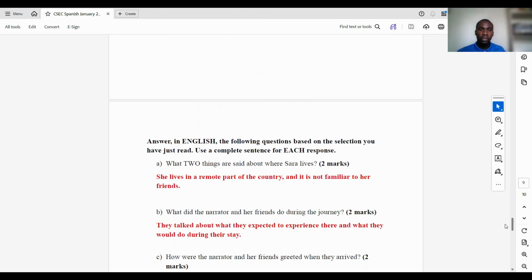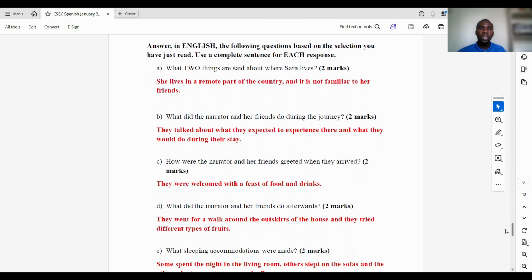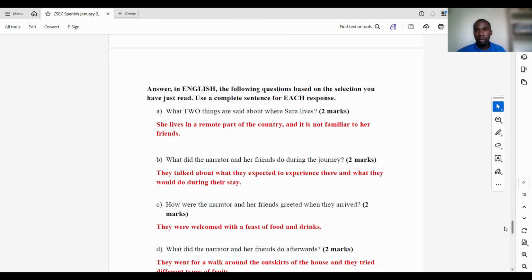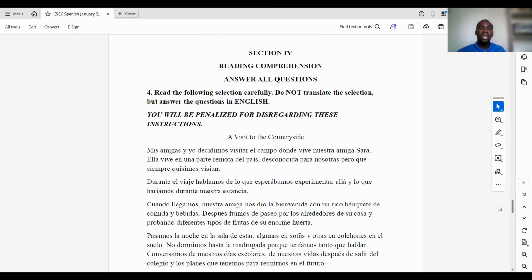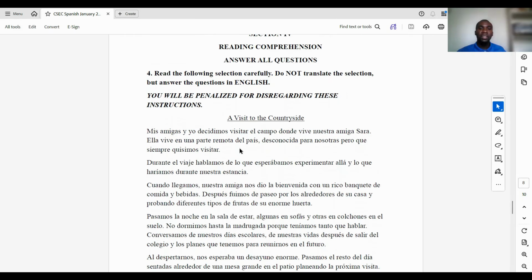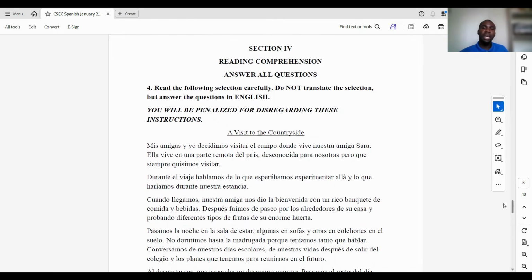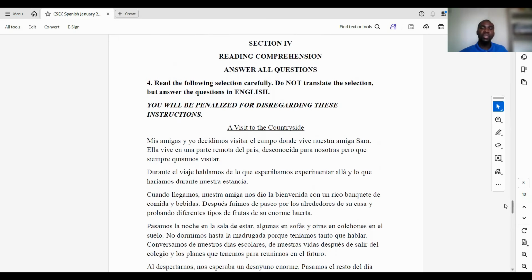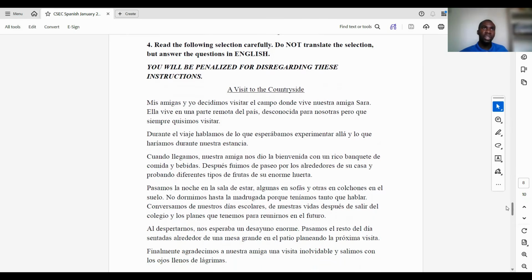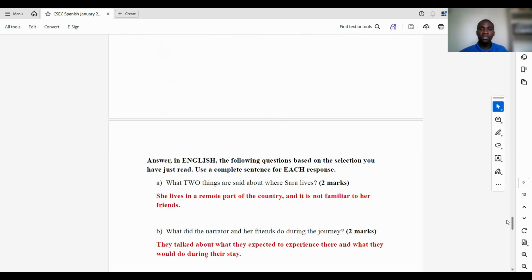All right. So, of course, you have to respond in English. What two things are said about where Sarah lives? So, at the beginning, it says, ella vive en una parte remota del país. So, she lives in a remote part of the country, and it is worth 2 marks. So, there was another detail that was mentioned. Desconocida para nosotras. So desconocida para nosotras means it was unfamiliar to them. So that's the second part. So she lives in a remote part of the country, and it is not familiar to her friends.